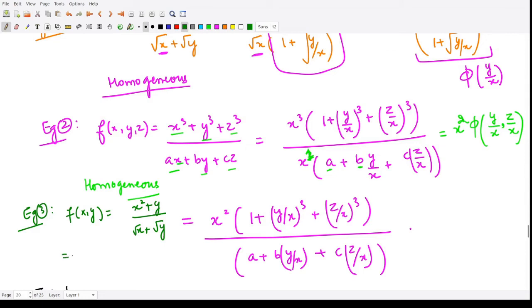Why? Because when you take x square common from the numerator, you would have 1 plus y divided by x square, and when you take square root x, or x to the power 1 by 2, common from the denominator, it would be 1 plus y by x raised to power 1 by 2. So now you see this function is not homogeneous.